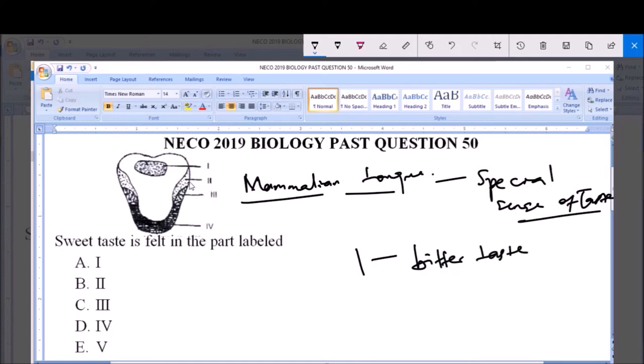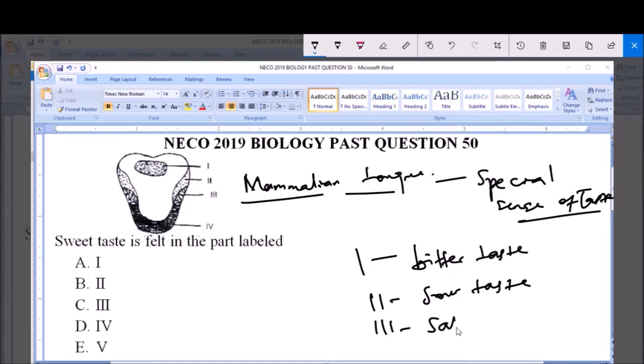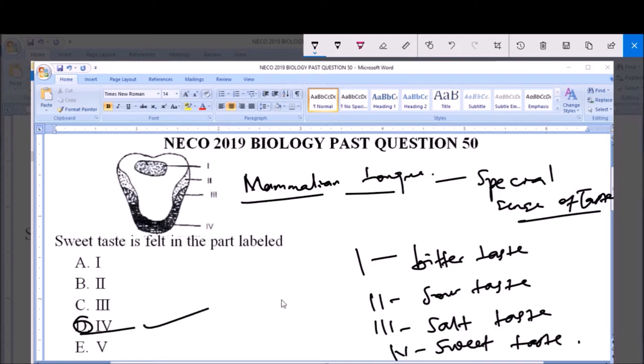Then this one, close to the side, close to the back, is for sour taste. This one, the side in the front, is for salt taste. And then the tip of the tongue here, which is in front here, IV, is for sweet taste. So therefore, the answer to this question is option D, IV. So sweet taste is felt in the parts labeled with IV, and that is option D.